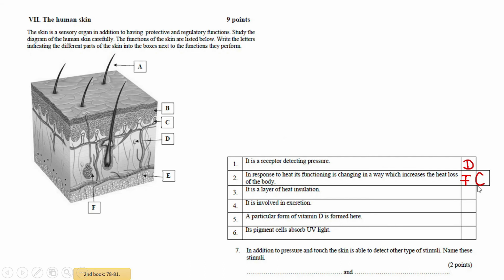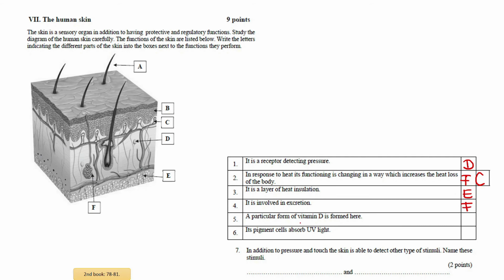It is a layer of heat insulation. That's gonna be E, hypodermis or subcutaneous layer, which is made up of adipose tissue mainly. It is involved in excretion. That is going to be F, so the sweat gland.